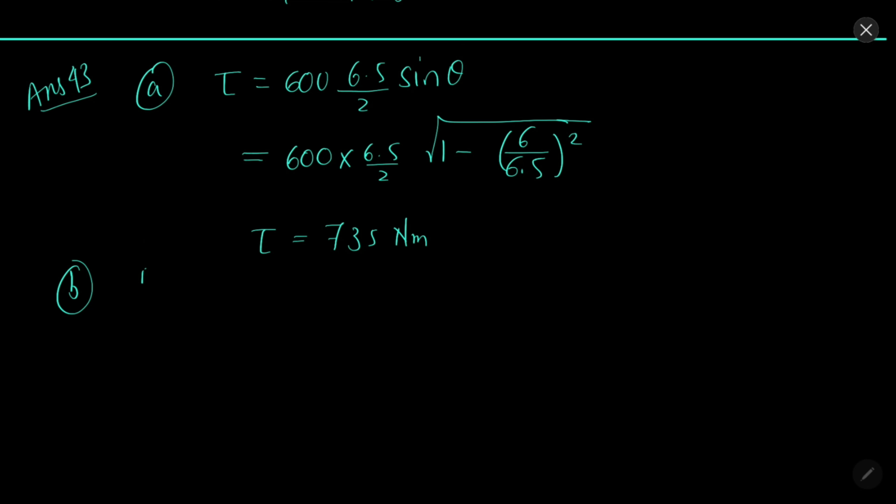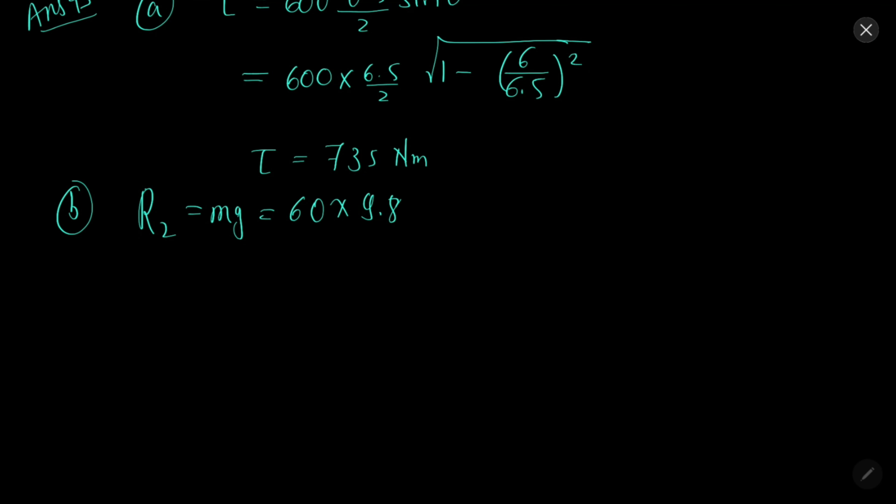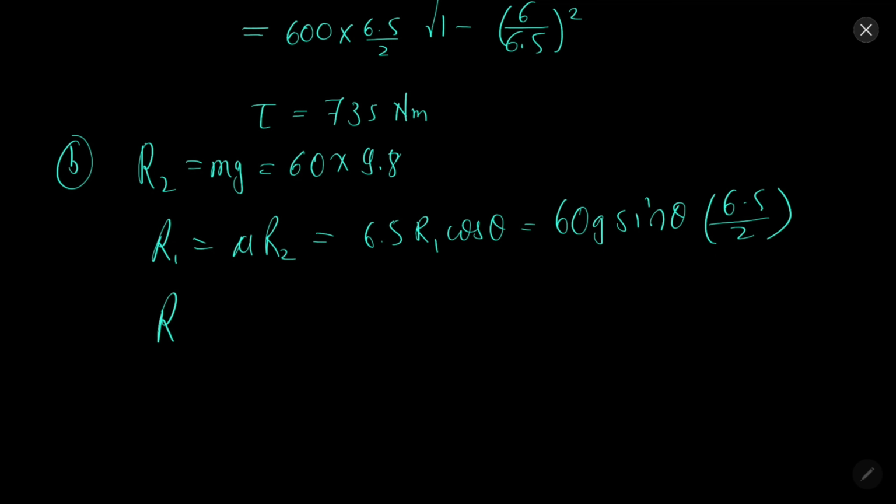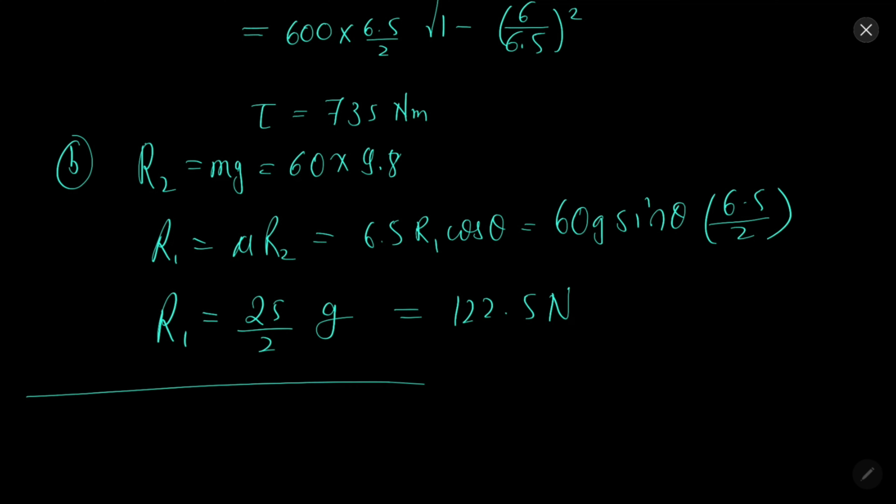And B part, R2 will be equal to mg, which will be 60 into 9.8. R1 will be mu R2, which will be 6.5 R1 cos theta equals 60g sin theta into 6.5 by 2. So R1 will come out to be 25 by 2 g or 122.5 Newton.